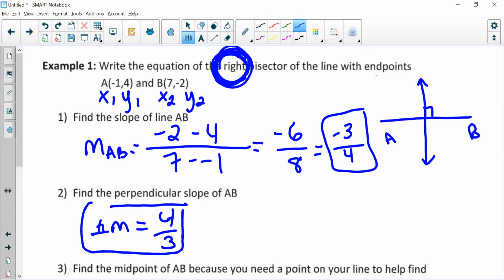This is the slope that I want. My symbol here's a little messed up. Perpendicular looks like an upside down T, and then you just put a little 90-degree angle into it. It means that's a perpendicular slope. Positive 4/3.